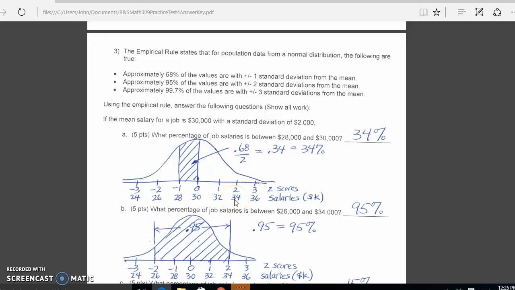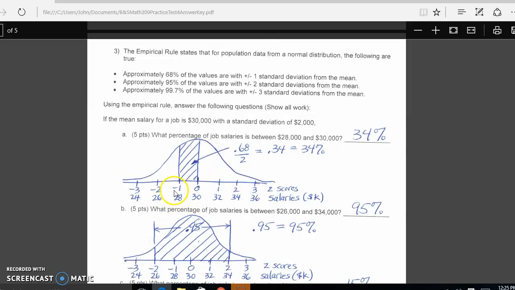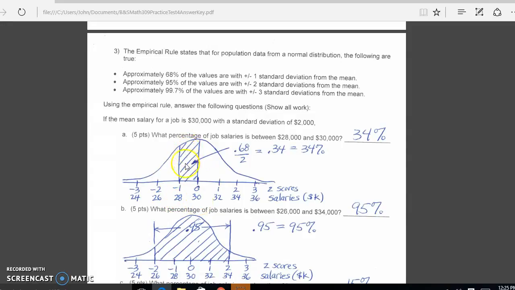2 standard deviations would be 34. 3 standard deviations would be 36. And the same in the direction to the left. I subtract 1 standard deviation as I move in this direction to the left. So I'm asked in the problem, what percent of salaries is between $28,000 and $30,000, which is represented by the shaded area under the curve.